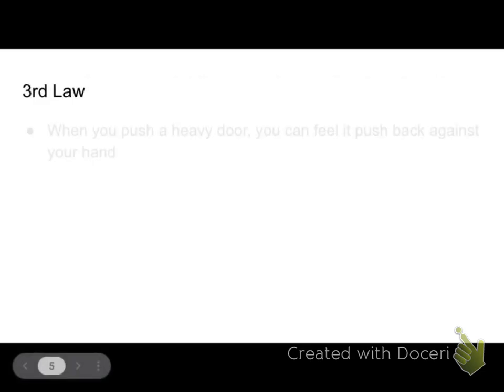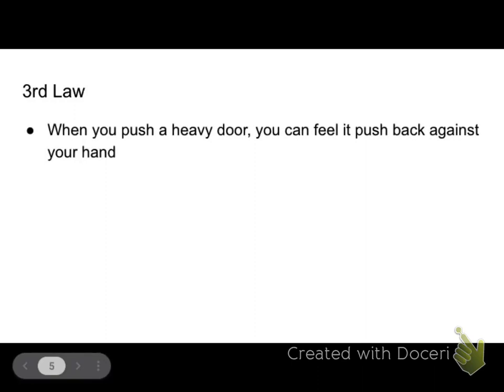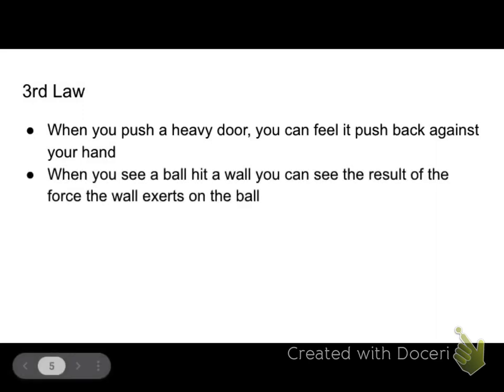All right, let's talk about Newton's third law. When you push open a heavy door, you can actually feel the door actively pushing back against you, right? And if you hit a ball against a wall, the ball moves backwards, and you can see that the wall had to exert some kind of force on the ball, because anytime an object changes direction, there's a force, right?